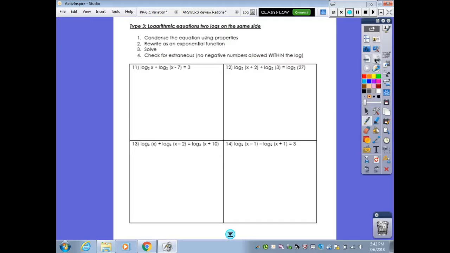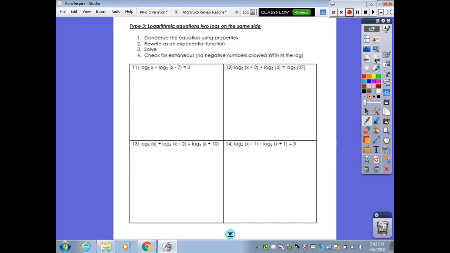Type 3, logarithmic equations with 2 logs on the same side. So step 1 is condense the equation using properties. Step 2, rewrite as an exponential function. Step 3, solve. Step 4, check for extraneous solutions.